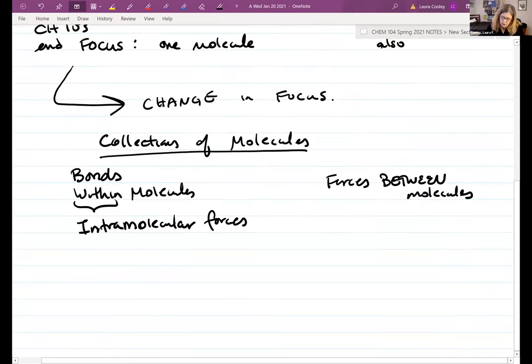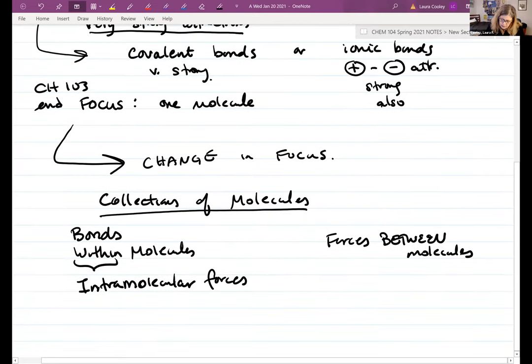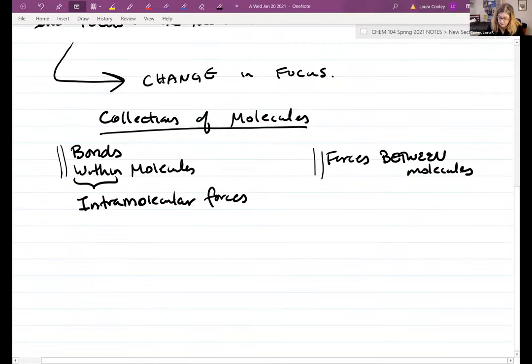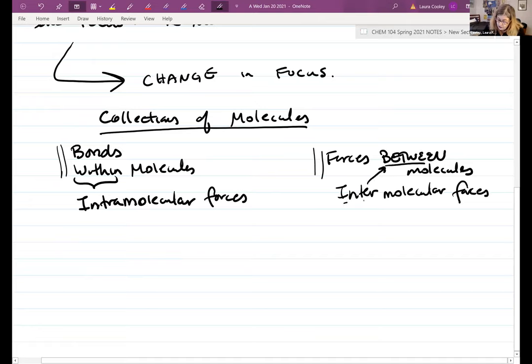All right, so we're changing our focus from bonds within molecules to forces between molecules. And we call these forces intermolecular forces, inter meaning between, and I usually refer to them as IMFs, intermolecular forces.